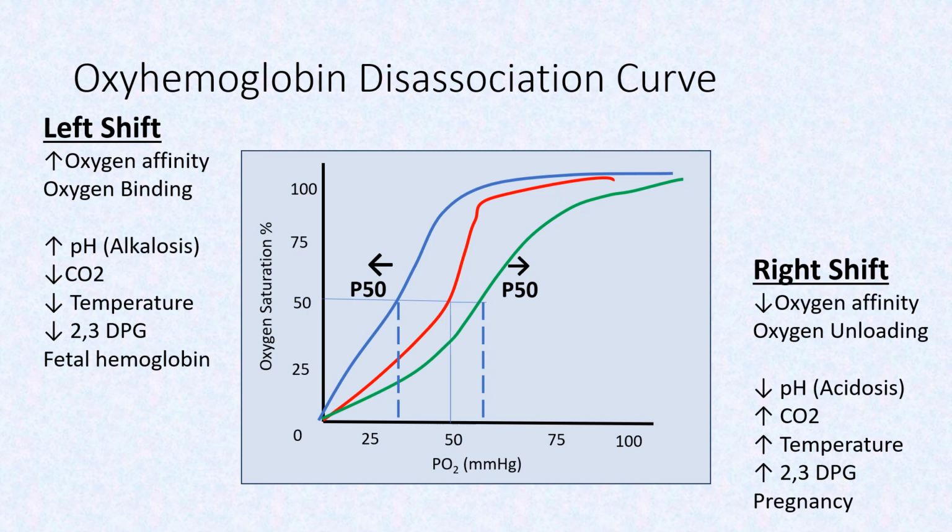When the body has decreased tissue metabolism, it signals a decrease in 2,3-DPG to encourage the hemoglobin to pick up more oxygen or increase its affinity for oxygen. This is a left shift. Lastly, fetal hemoglobin is a special type of hemoglobin that has an extremely high affinity for oxygen, making it want to pick up oxygen molecules, causing a left shift.